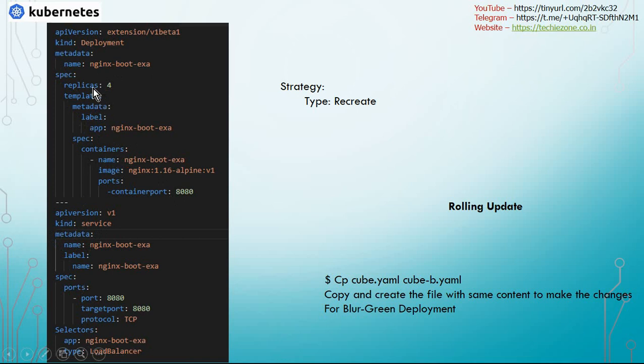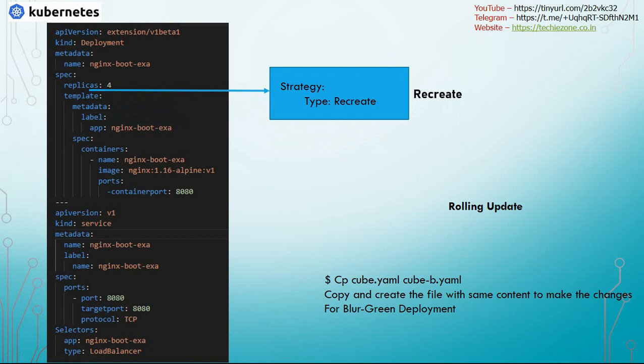Okay. So what do we do if I'm going with the recreate strategy? Between replicas and template we need to put strategy, and the type is Recreate. Then we use the command kubectl apply -f and this YAML file name. Then it will use the recreate strategy.